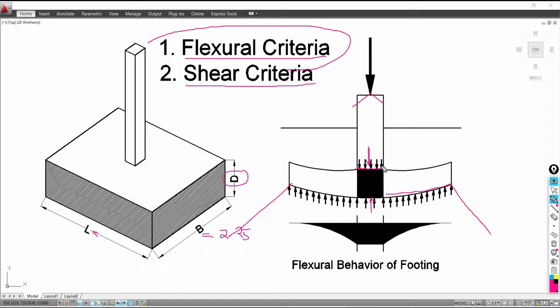Due to that, this part of the footing is going to become stiff. There will be no possibility of any instability in this part of the footing. It will not settle anywhere.